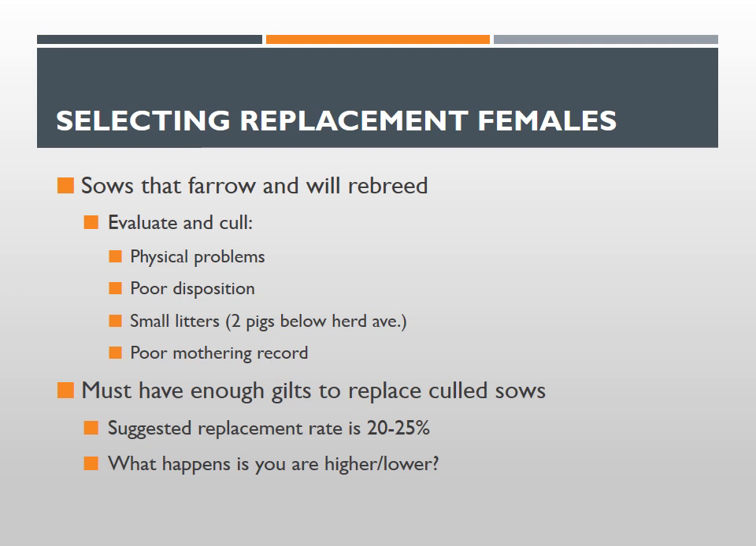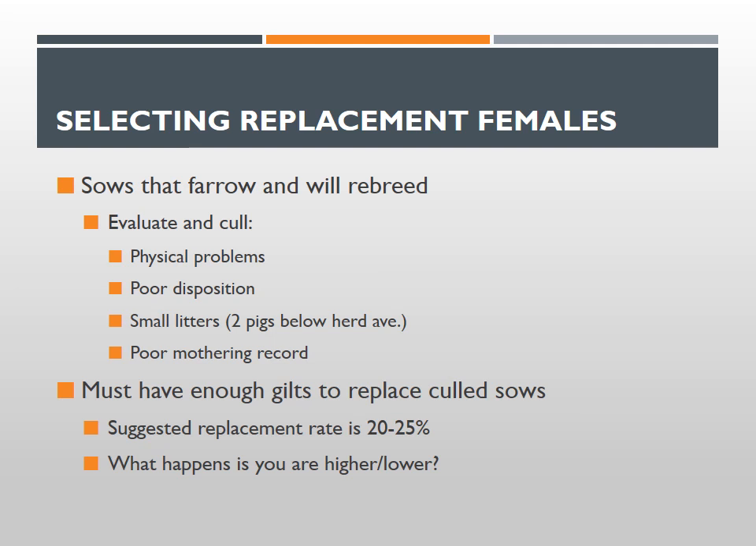Sows that farrow and that you're going to think about rebreeding: always evaluate those sows that you're going to attempt to keep in the breeding herd, and then cull some if you see any physical problems, dispositional issues, or smaller litters. I'm talking 2 pigs below the herd average. So if your herd average litter is 12 and that sow had a 10 pig litter, you might be thinking about putting that sow on the wean list or on the cull list, or sows with poor mothering records.